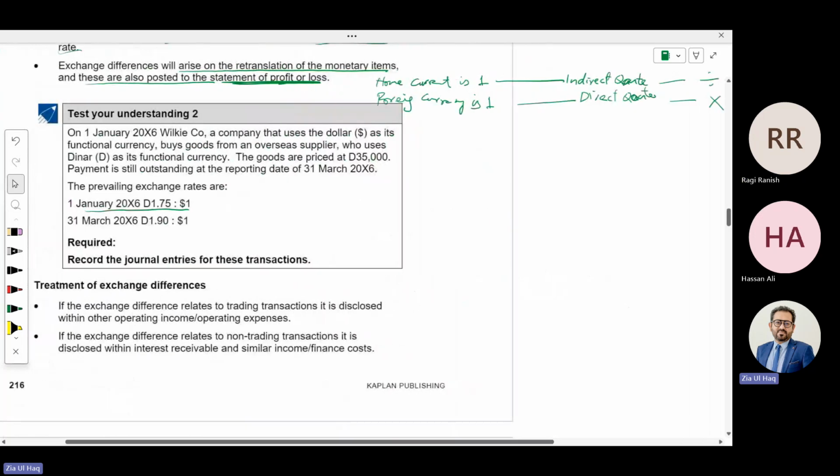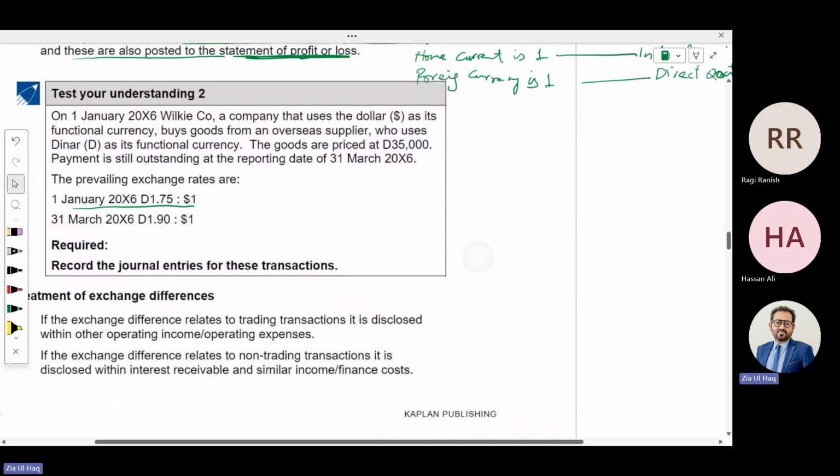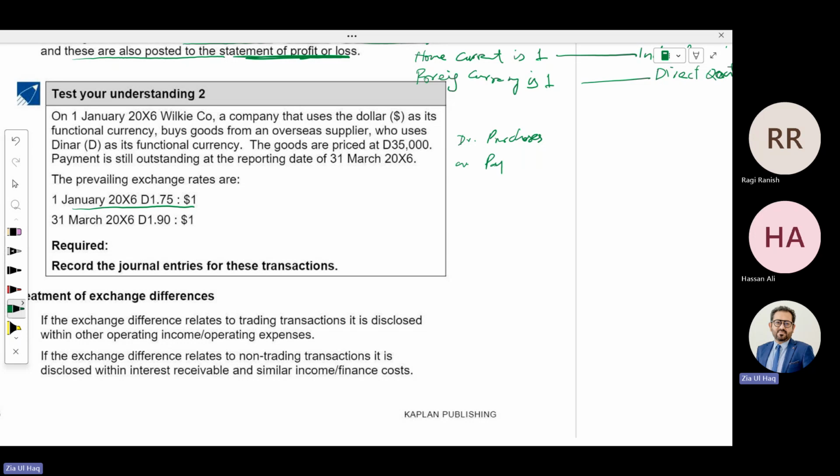Okay, so the transaction of purchase was made on 1st January with 35,000 dinar. So we will record debit purchases and credit payables with how much amount? 35,000 divided by 1.75 is 20,000.